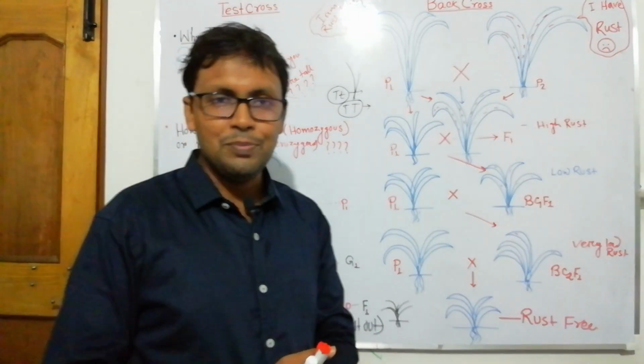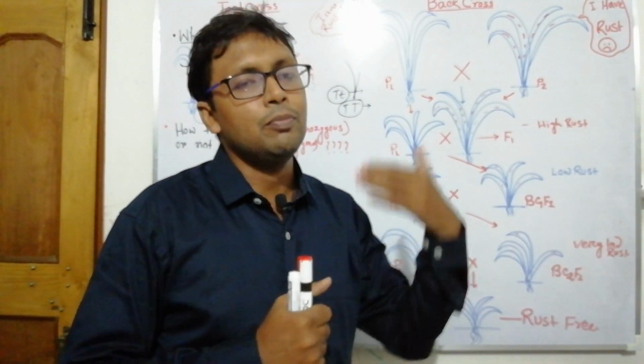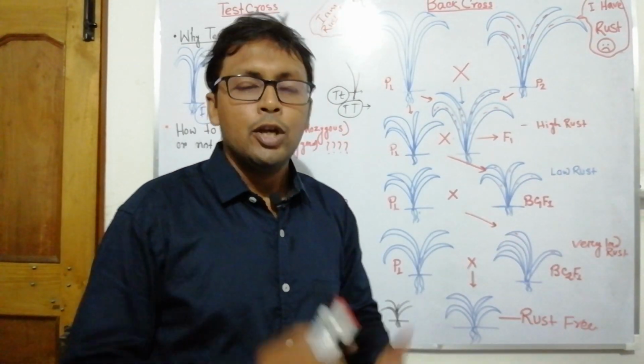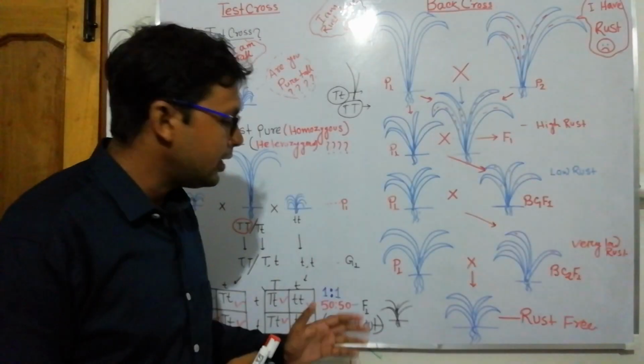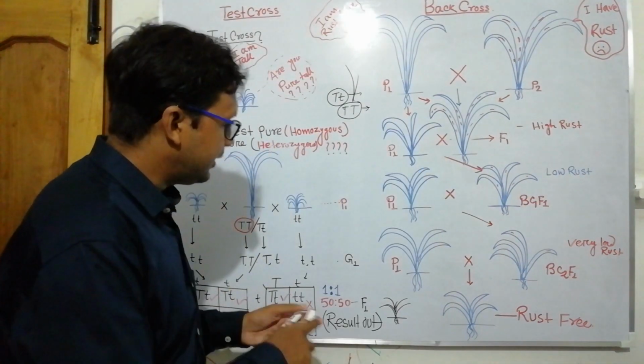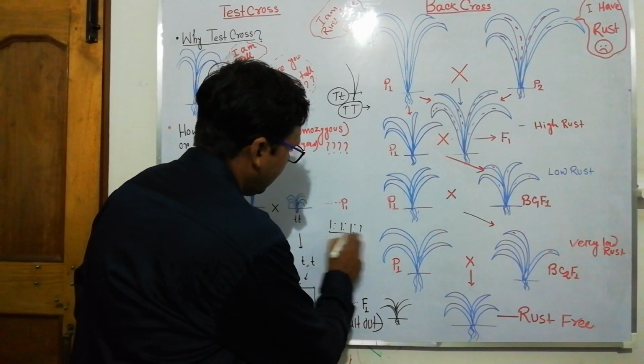Now there are important questions here. What is the monohybrid test cross ratio? What is the dihybrid test cross ratio? We know that the monohybrid test cross ratio is 1:1. The dihybrid test cross ratio is 1:1:1:1.